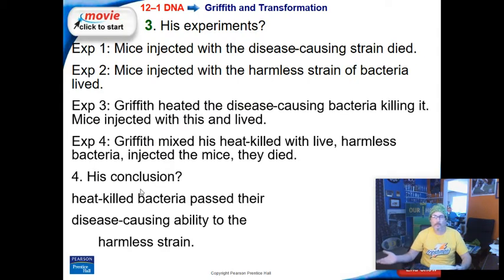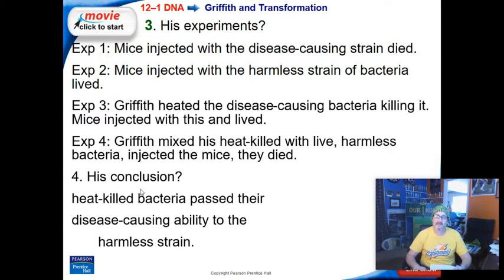Experiment 3 also was kind of an expected experiment, a controlled experiment. Griffith heated the disease-causing bacteria, killing it. So remember, proteins get denatured and their shape changes when you expose them to heat. So basically, he killed the bacteria and their disease-causing ability by heating it. He injected the heat-killed disease-causing bacteria into the mice. The mice did not develop pneumonia, and they lived.